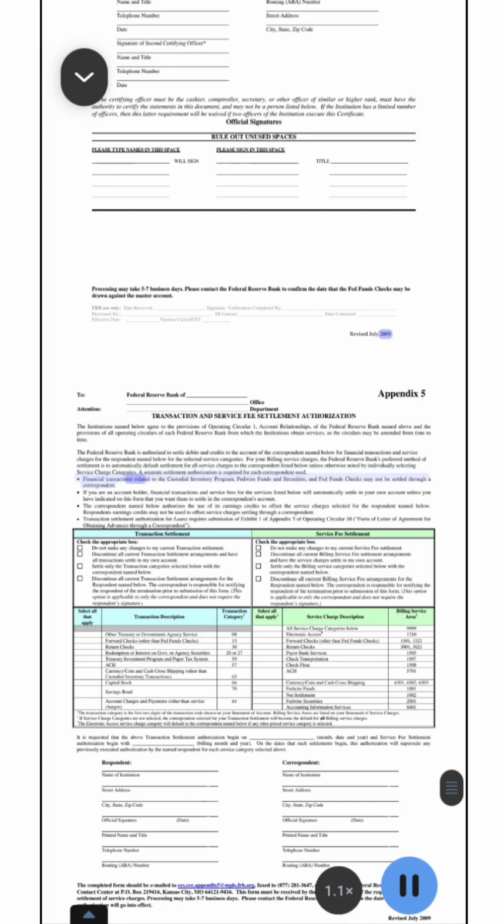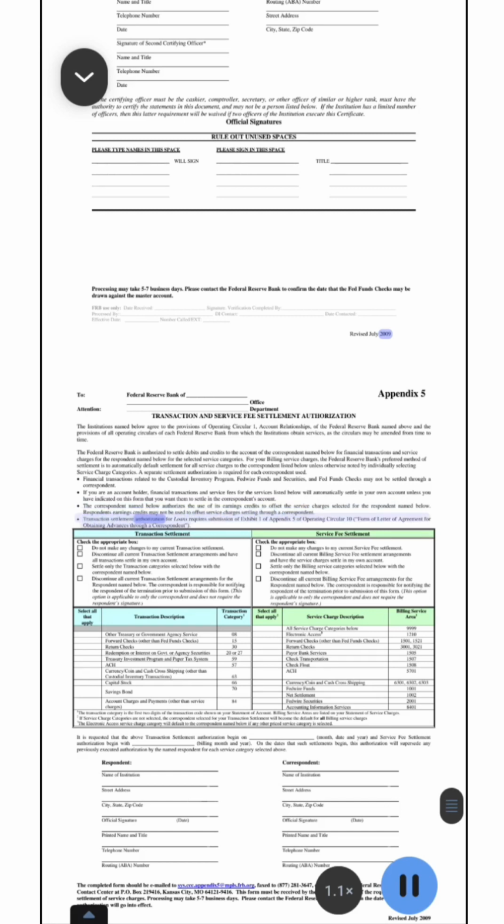Financial transactions related to the custodial inventory program, Fedwire funds and securities, and Fed funds checks may not be settled through a correspondent. If you are an account holder, financial transactions and service fees for the services listed below will automatically settle in your own account unless you have indicated on this form that you want them to settle in the correspondent's account. The correspondent named below authorizes the use of its earnings credits to offset the service charges selected for the respondent named below. Respondent's earnings credits may not be used to offset service charges settling through a correspondent.